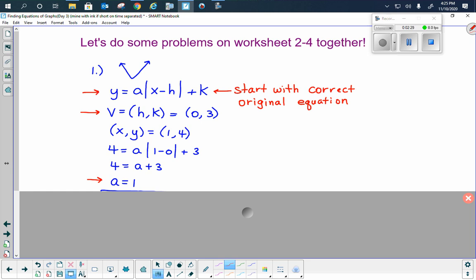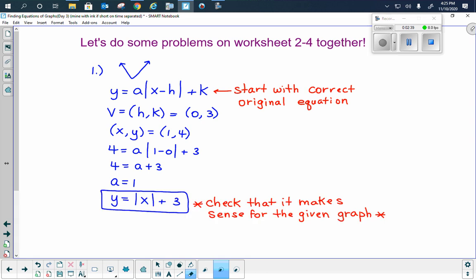If you do that carefully, your equation should say y equals the absolute value of x plus 3. Definitely check that that makes sense for the given graph. That's what this chapter is about, you graphing these also. Notice the a value in the front is positive. That to me says it should open up. And yes, indeed, our original graph that we drew next to 1 does open up, and so on and so forth.